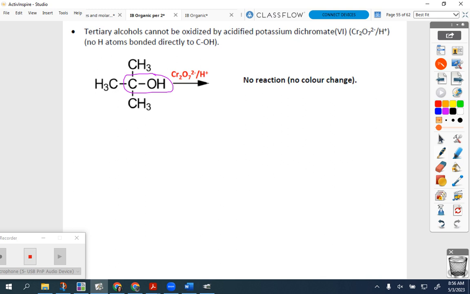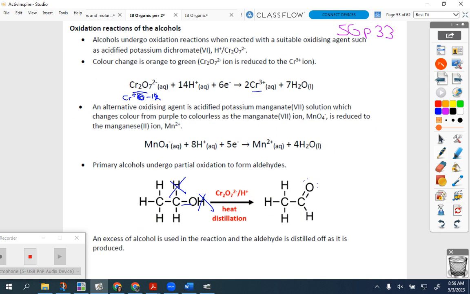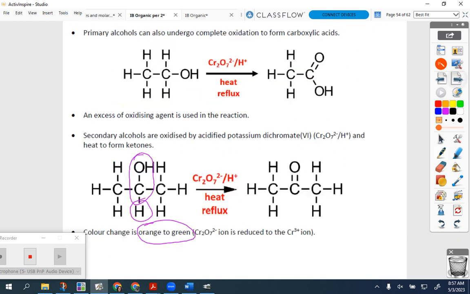Okay? Now, how can we, as organic chemists, decide, well, I want to make the aldehyde versus I want to make the carboxylic acid, when the same reactant can do either one? Okay, this is where distillation comes in.